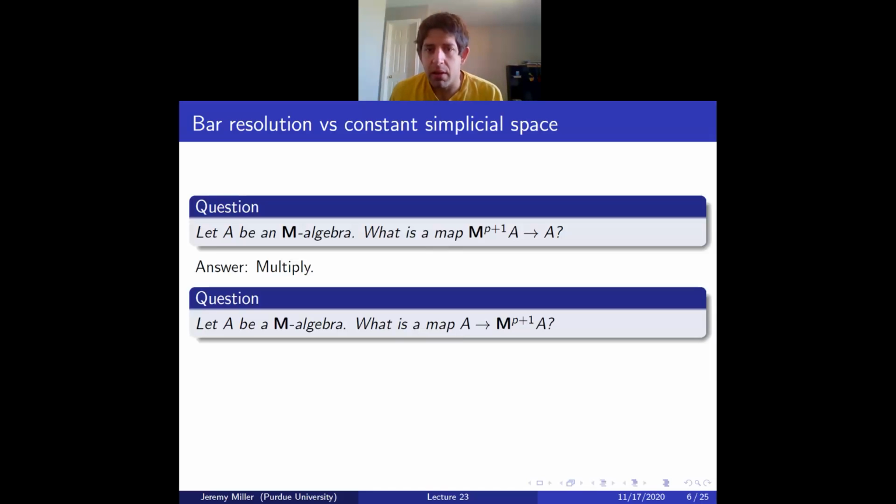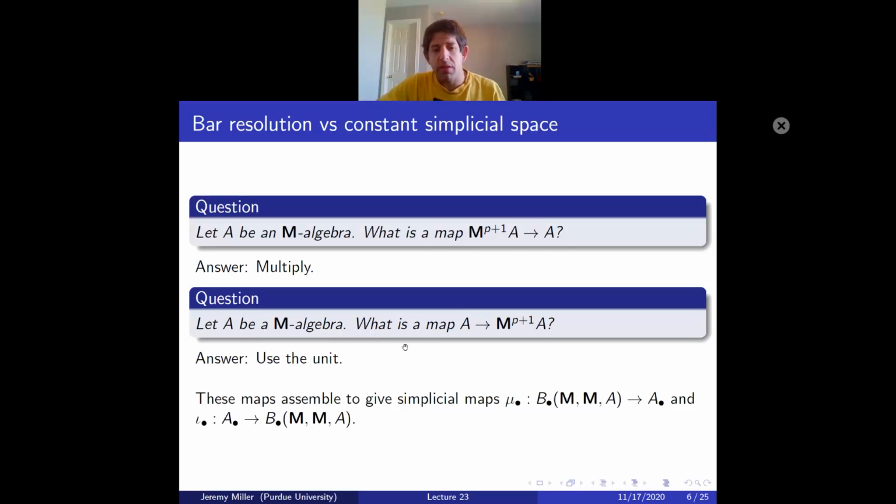Okay, so how do you get a map in the other direction? Yeah, so Michael says the unit. You don't even need A to be an algebra here. You use the unit. So if A is any space, you have a map like this. But this map depends on the algebra structure, and what we're trying to prove is definitely going to use the algebra structure.